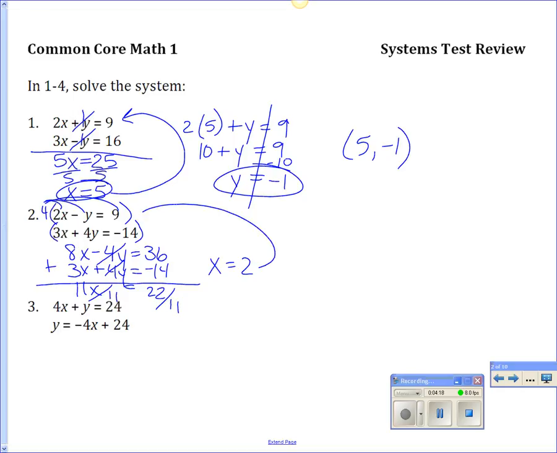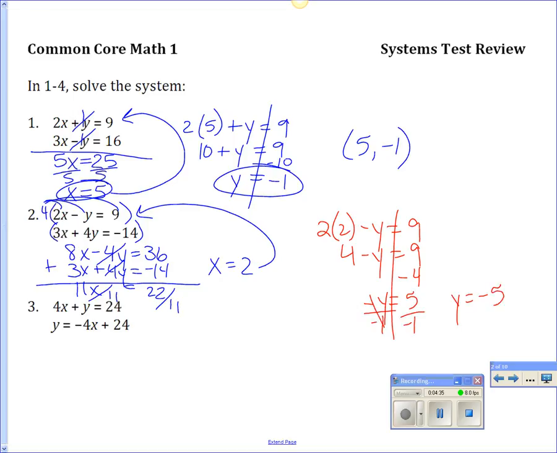And when you plug it back in, it's going to be 2 parentheses 2 minus y equals 9. So 4 minus y equals 9. Minus your 4, negative y equals 5. And then you have to divide by negative 1. So be careful on that one. So you get negative 5. So x equals 2 and negative 5.